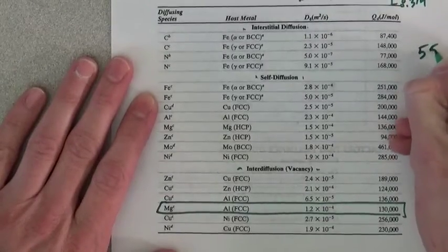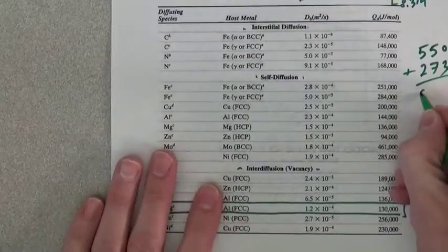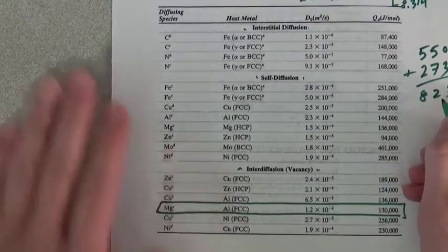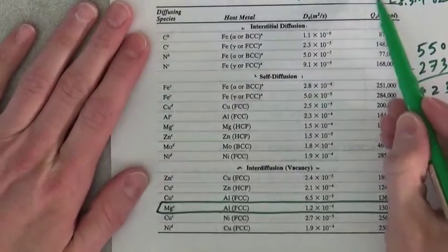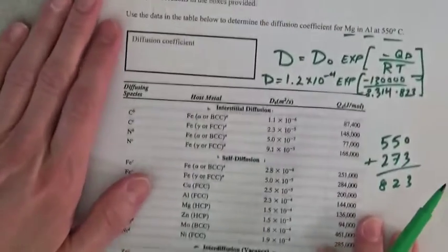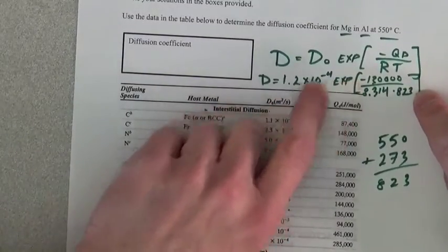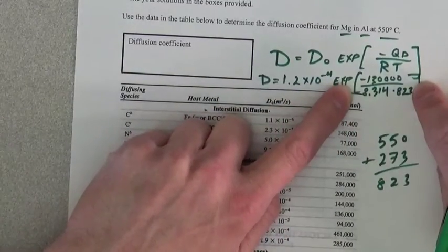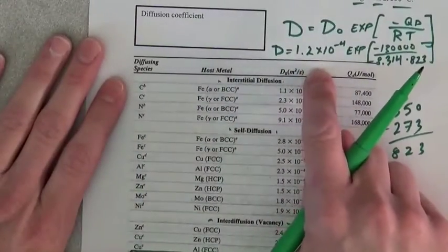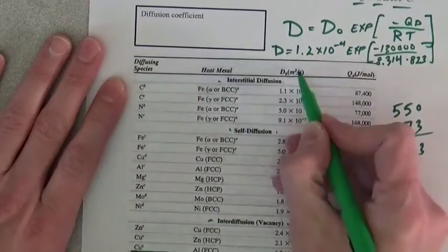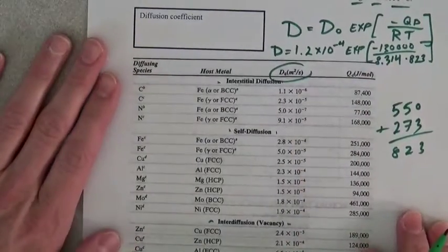So 550 plus 273 gives us 823. Remember, in the exponential, the resulting units have to be dimensionless. So you want to take the exponential of a unitless number. And our final diffusion coefficient is going to be in units of meters squared per second. And if you need to transform that, of course, you can.